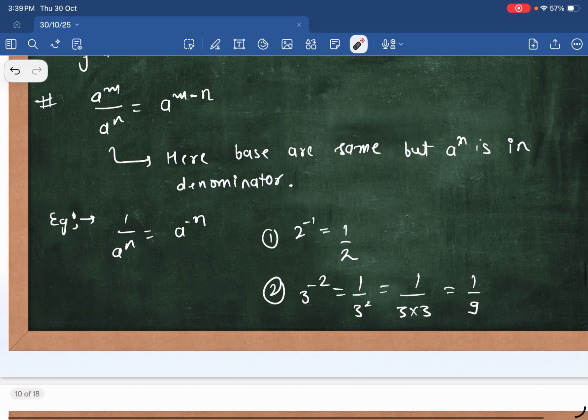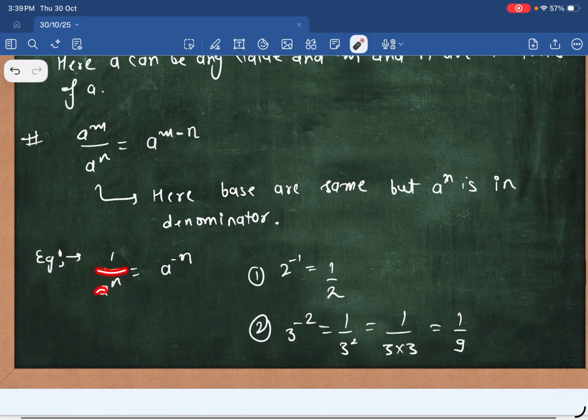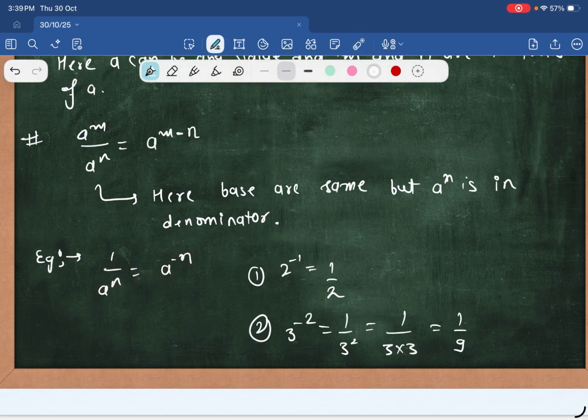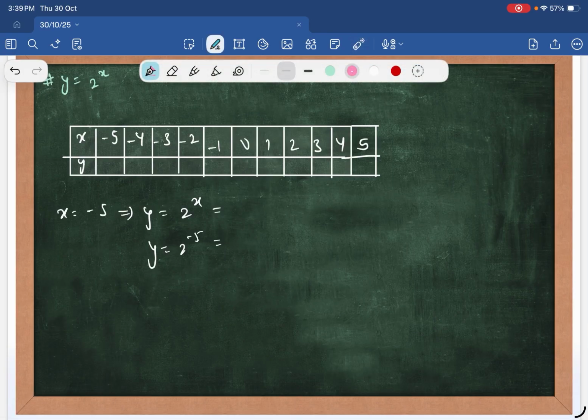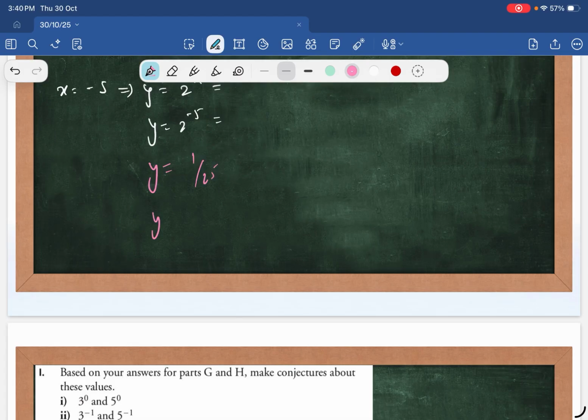Now if 1 over a to the power n is there, then we can write a to the power minus n, and if a to the power minus n is there, then we can write 1 over a to the power n. So we are writing 2 to the power -5, which is y equals 1 over 2 to the power 5. 1 over 2 to the power 5 means 1 over 32.